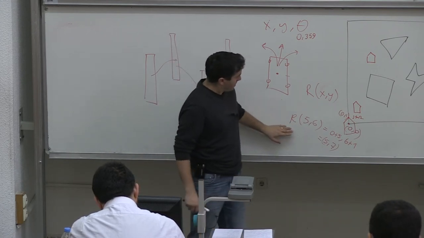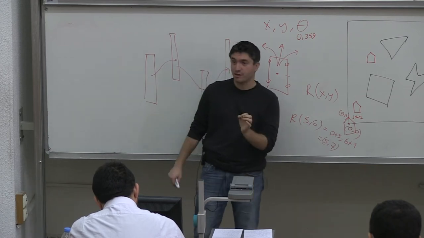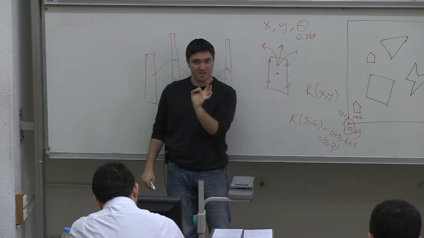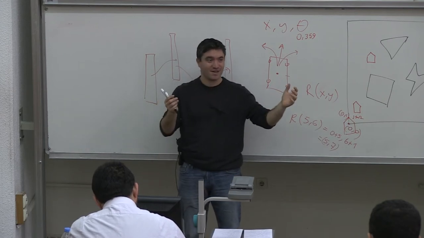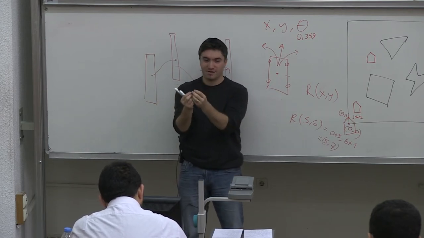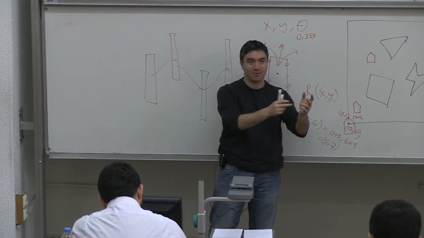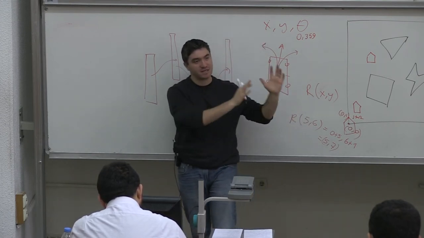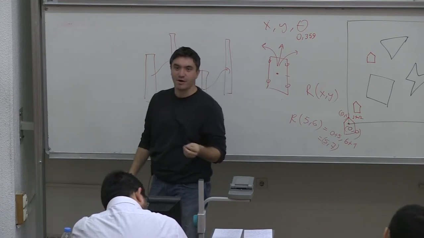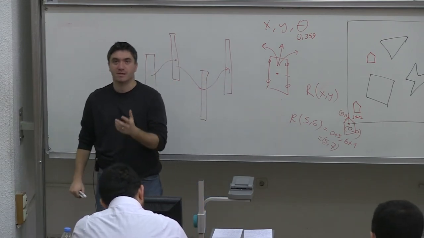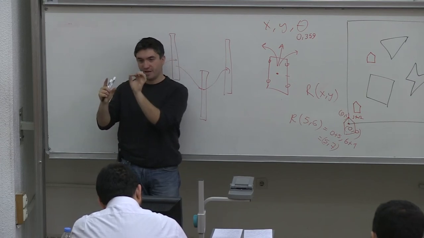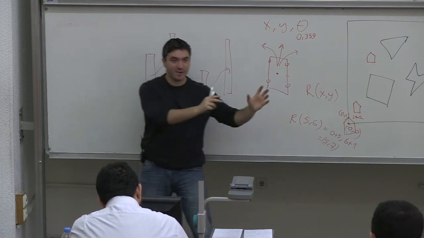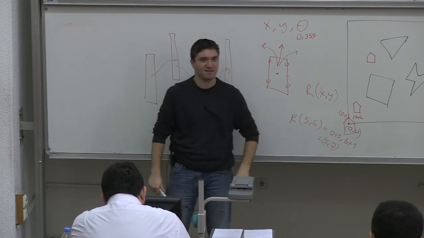Now, if our robot was just a point, the configuration space and the workspace are exactly the same, because a point placed in the workspace is again a point. But for a polygonal robot, in the configuration space we have just a point, while in the workspace we have a polygon. So that's the distinction.